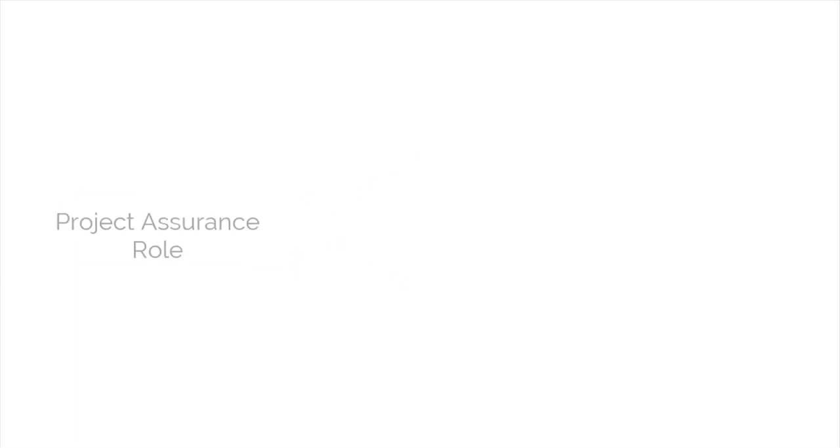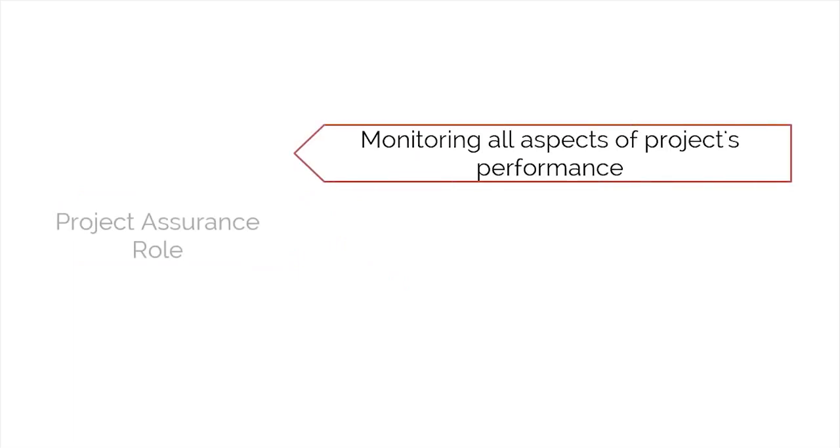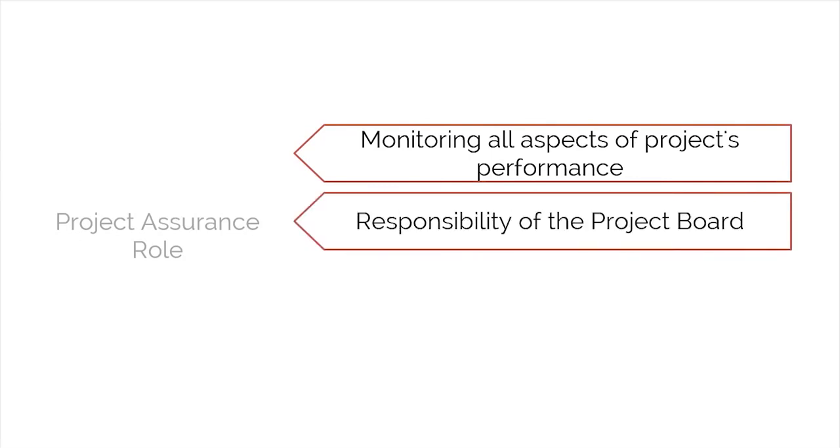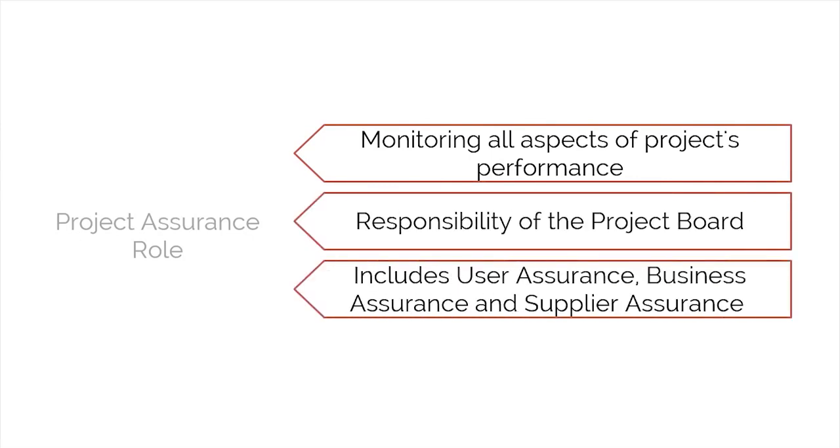The project assurance role is responsible for monitoring all aspects of the project's performance and products. The project board fulfills this role independently of the project manager. Project board members are responsible for the aspects of project assurance aligned to their respective areas of concern, which would be business, user, or supplier. Sometimes, the project board can delegate their project assurance responsibilities to a separate project assurance team.